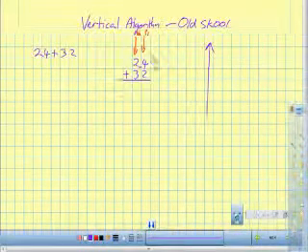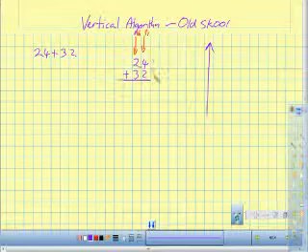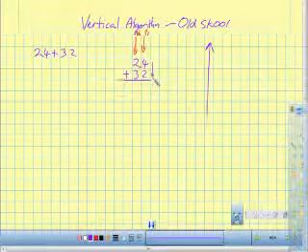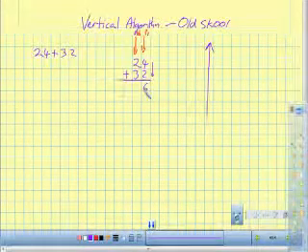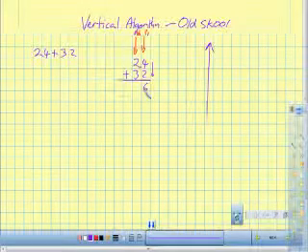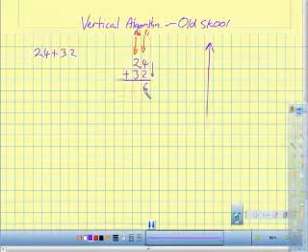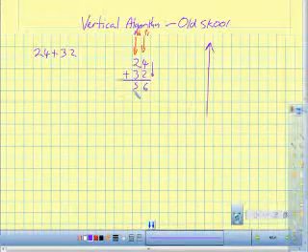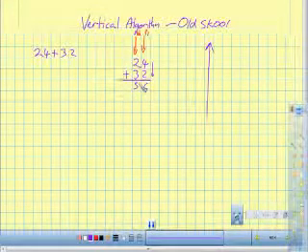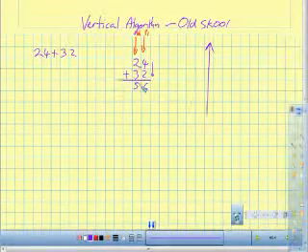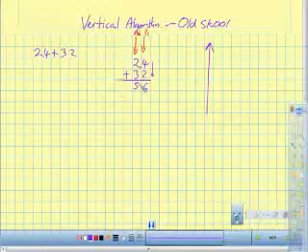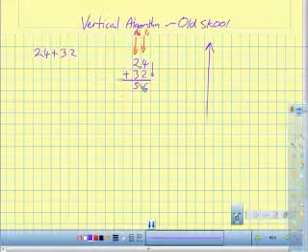Okay, so we're going to work down the page like this. We're going to go 4 plus 2 is 6. And that's great. And so now we're going to go 2 plus 3 is 5, and that's our answer. So that's a really simple vertical algorithm, but they can get a little bit trickier. So I'll show one that's trickier.